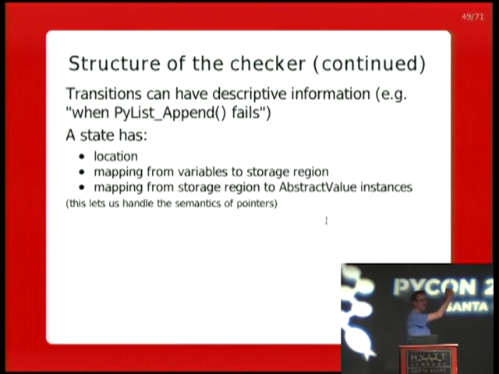And so we have a tree of states with transitions between them, and the transitions can have additional descriptions, like this is the transition of pi list append failing. And within each state within the state tree, there's where are we in the function, and then there's the mapping of here are all the variables we know about, and here are all the storage regions, and for each storage region, there's a class hierarchy representing storage regions on the heap versus storage regions on the stack versus globally allocated. And then for each storage region, there's a mapping saying, well, what are the abstract values in those regions? So essentially, we're modeling L values and R values, and that gives us pointer semantics so that pointers work properly, although a lot of other things don't. Again, patches would be very welcome.